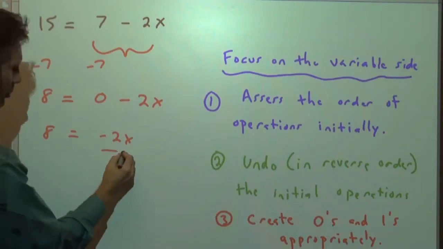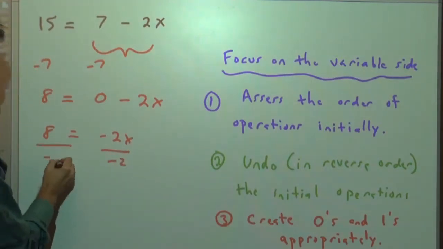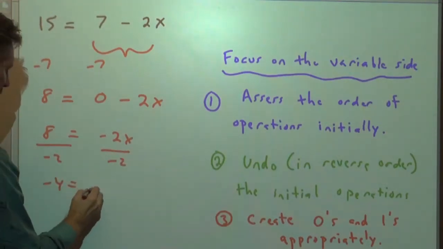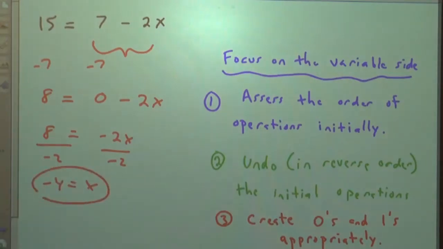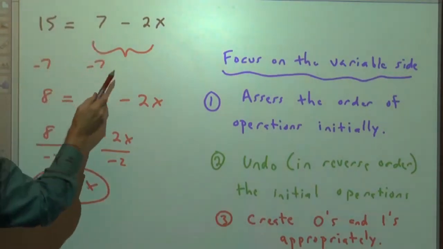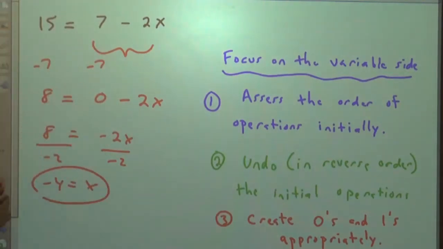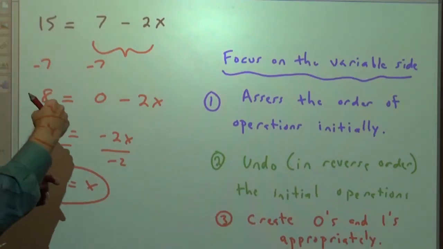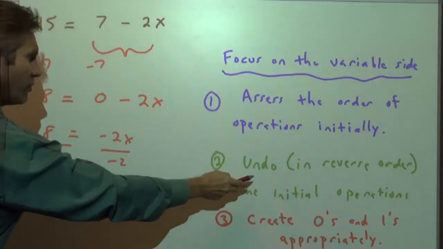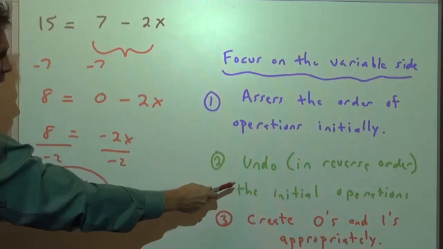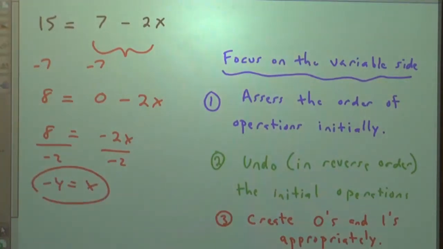And our final step would be to say, okay, let's divide both sides by negative 2. We get that negative 4 is equal to x, and we solved our problem. But focus on the variable side, see what the initial order of operations was, and then to solve an equation, you undo those operations. You go in reverse order of operations.